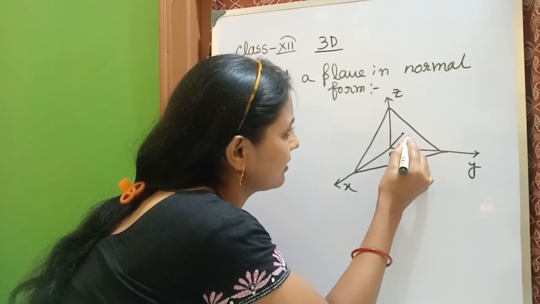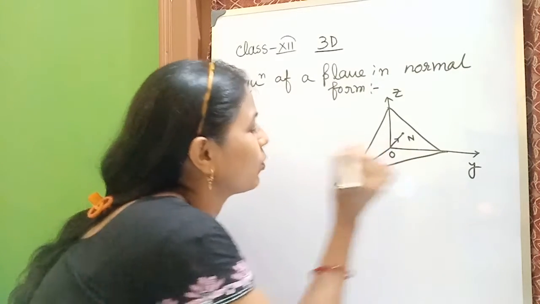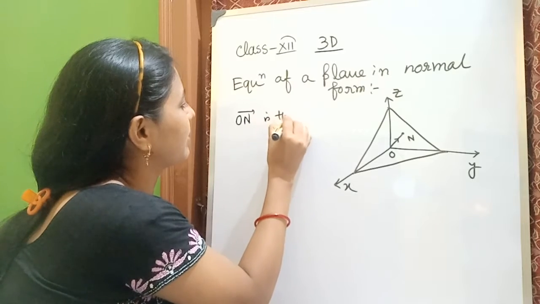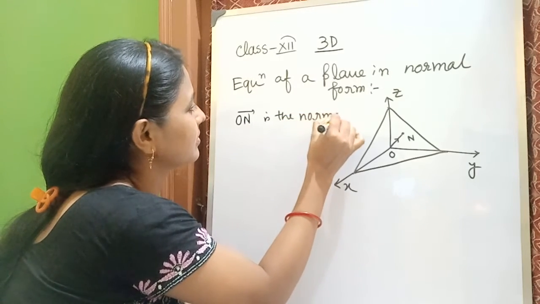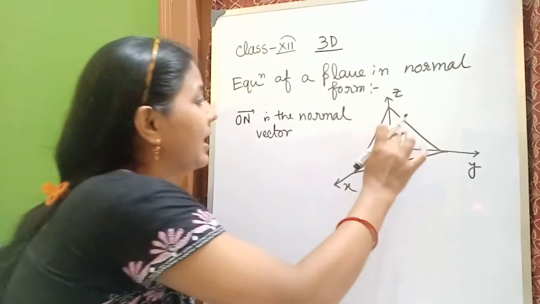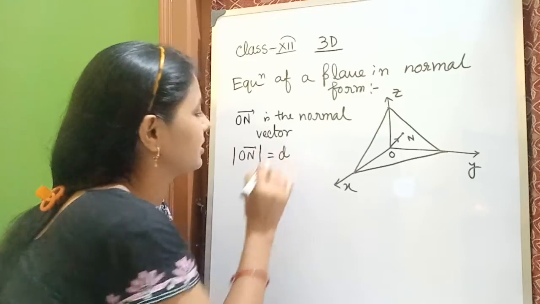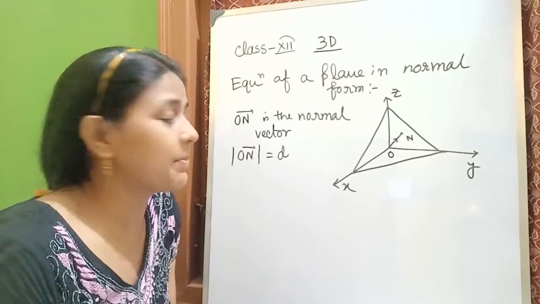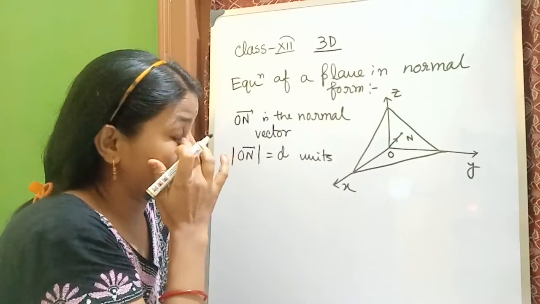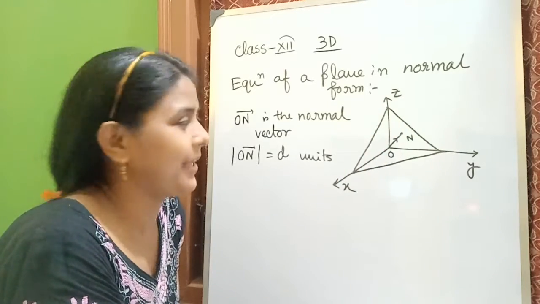Suppose this is N, capital N, and ON is the normal. ON vector is the normal vector, and the distance, that is the modulus of the ON vector, is d. Its magnitude is d units, small d. We need to find the equation of the plane.